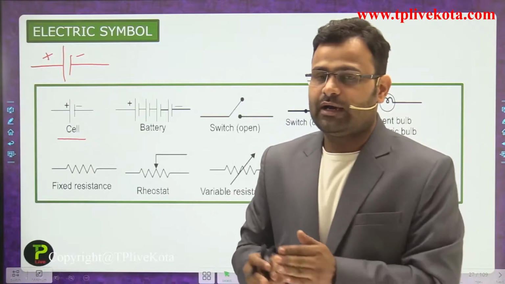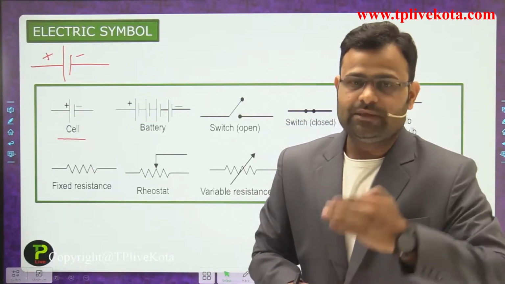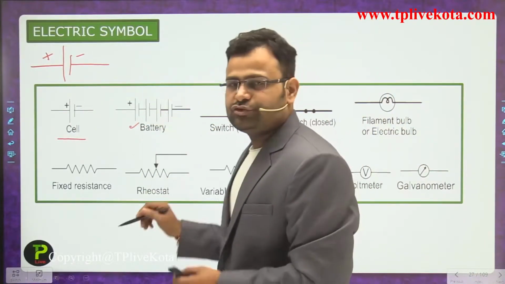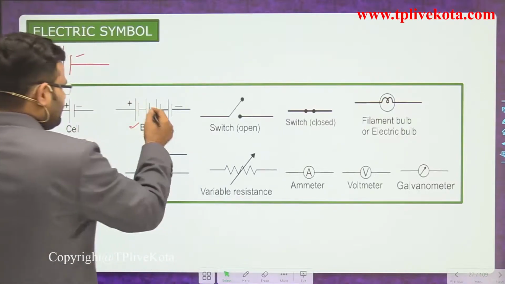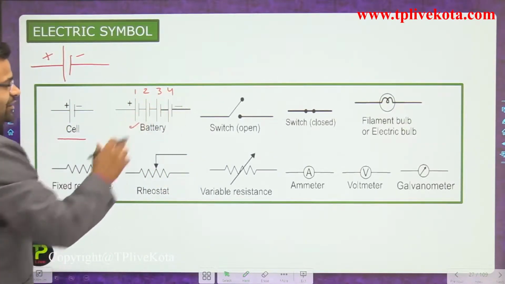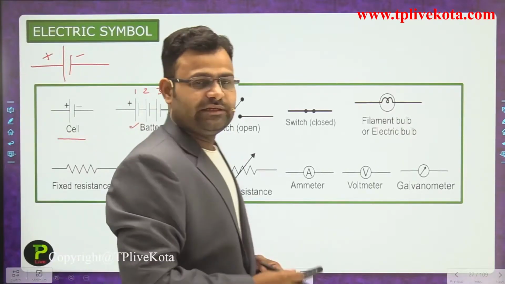Similarly, if you merge many cells, it becomes a battery, so this type of symbol is used. Cells are joined together one by one, 1, 2, 3, 4, and make a battery. Next one is a switch.